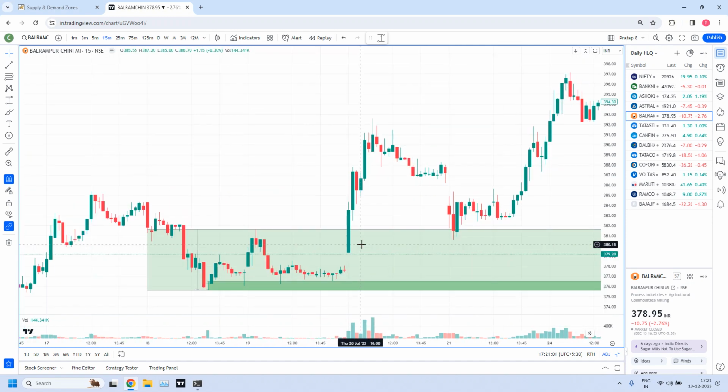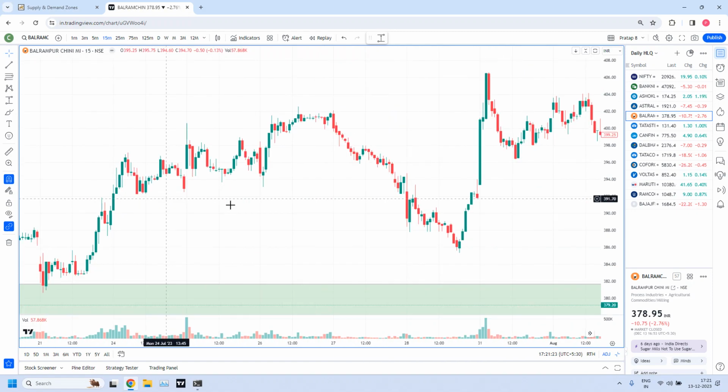There is no rule that a high liquidity zone should be inside a 15 minutes zone, that should be inside the 75 minutes. There is no such rule for a high liquidity zone. If you are able to identify a 5 minutes high liquidity zone inside the daily zone, you can directly take a trade in that 5 minutes high liquidity zone the moment prices enter that area.